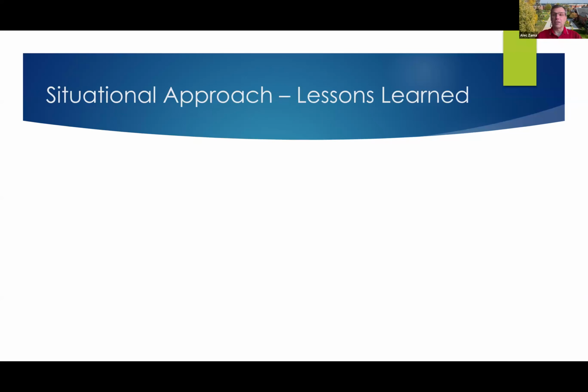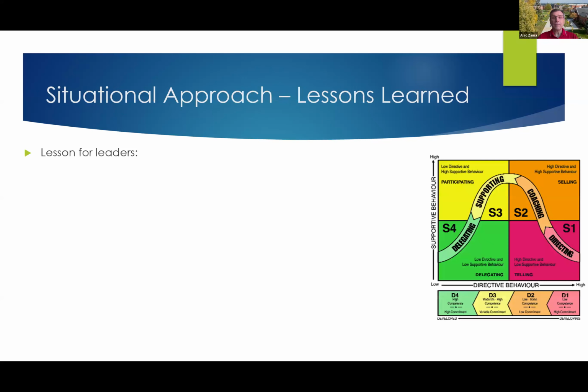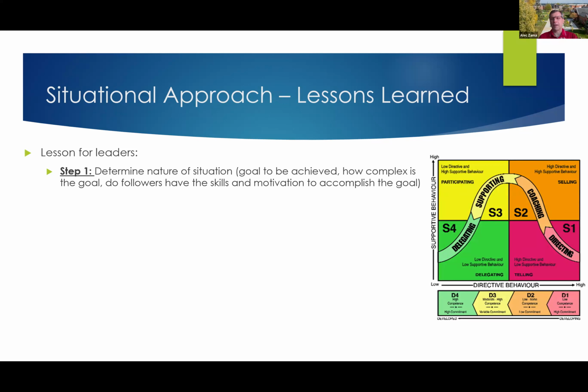So what are some lessons learned? Very simple. As I mentioned, this approach has a prescriptive overtone. And what are some of the lessons for leaders right here? Number 1, leaders should determine the nature of the situation. In other words, the goals that need to be achieved, how complex the goals are, and then identify whether the followers have what it takes to do the job. Do they have the competence and commitment, or do they have the skills and abilities to do the work? And do they have that motivation or willingness and perseverance?